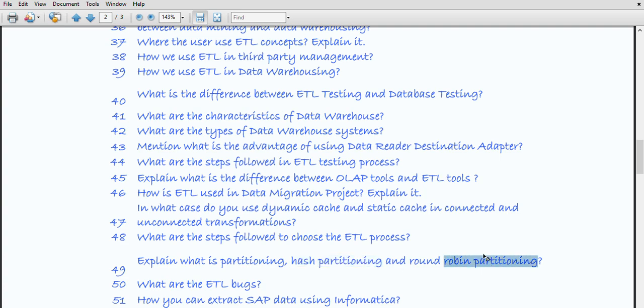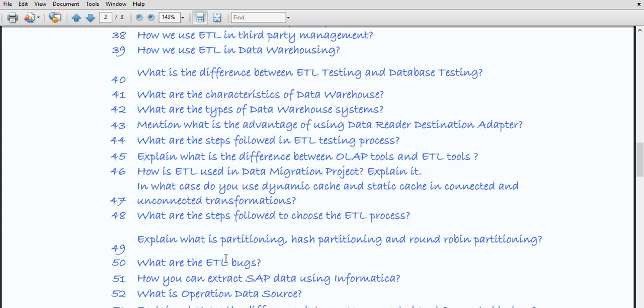Okay, and in hash partitioning, what happens here? For the purpose of partitioning, the Informatica server applies a hash function on the key to group data among the partitions. Then simple partitioning means the transactions are subdivided.